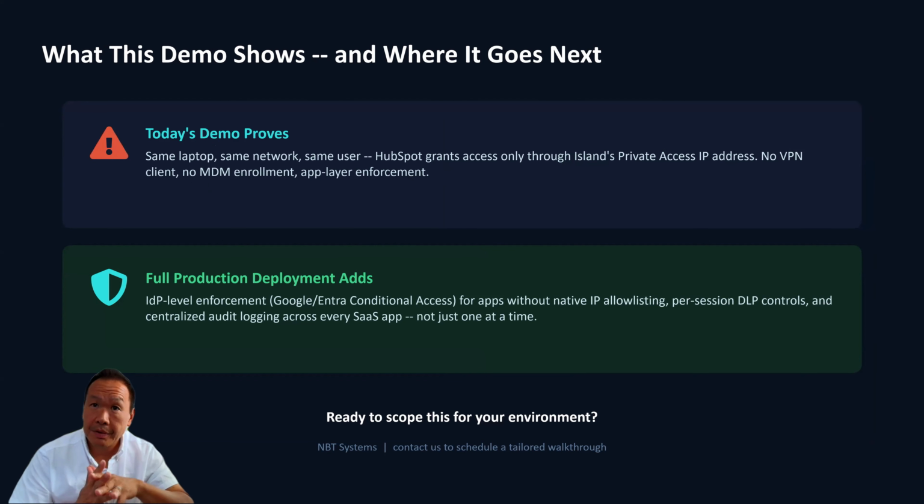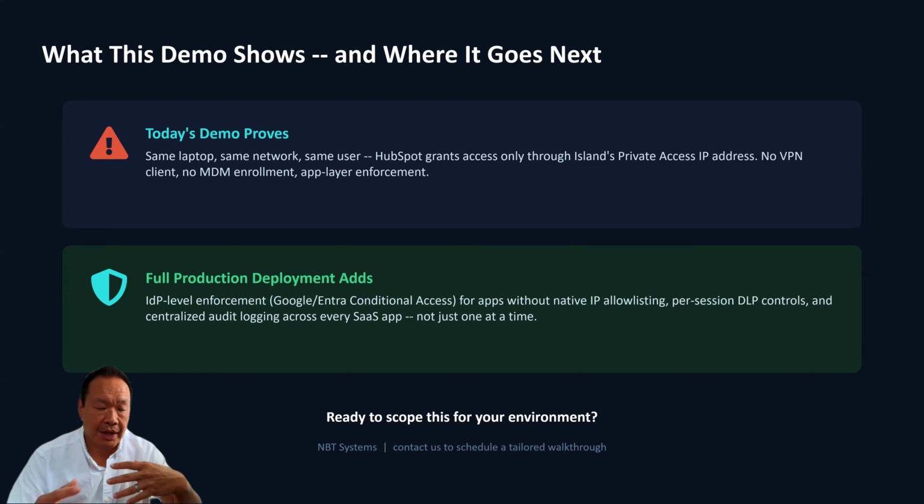So wrapping up, summary here, I was on the same laptop, same network with the same user account, accessing HubSpot, granting access only from Island Browser's feature called private access. There was no VPN installed, no enrollment, no application layer enforcement. In full production, you can add additional context enforcement with the application at the IDP level. You can do some additional allow listing. You can have per session DLP controls.